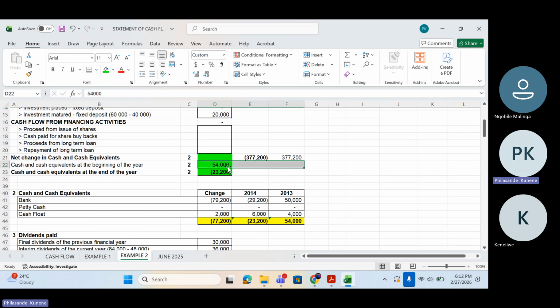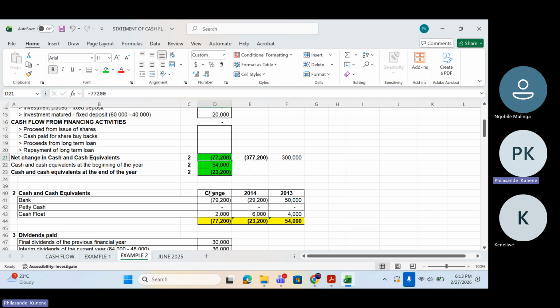money that I had, which was 54,000 that I had at the beginning of the year, I used it and I finished it. And then I went extra with 23,200 rand as an overdraft, which means now the total amount that I've used at the end of the year, it was how much? It was 77,200 rands. That's the amount that needs to be here as the net change.